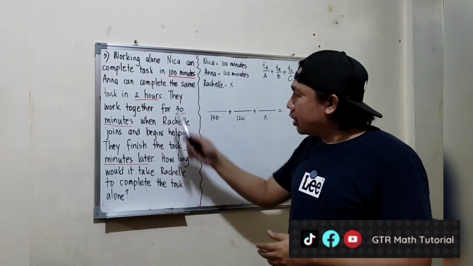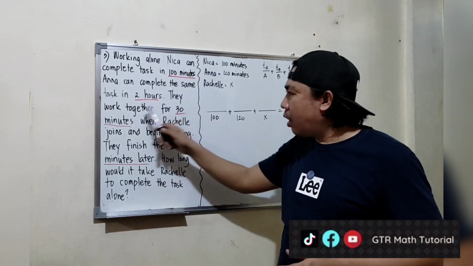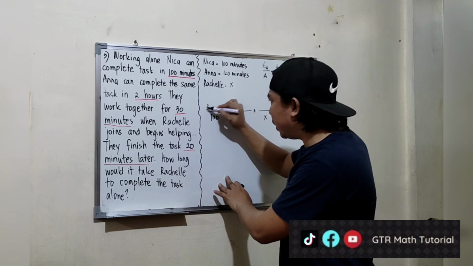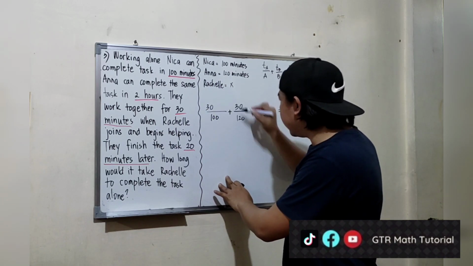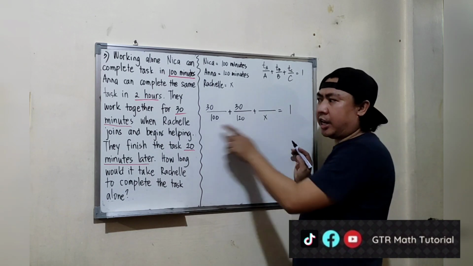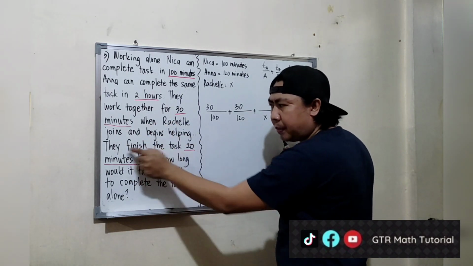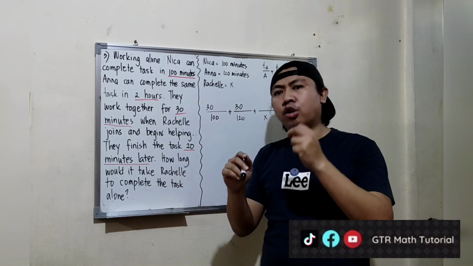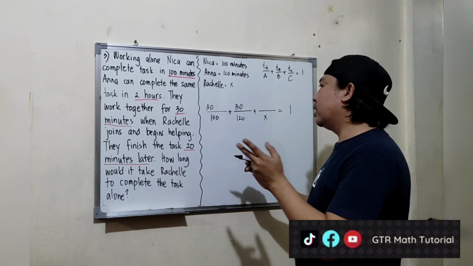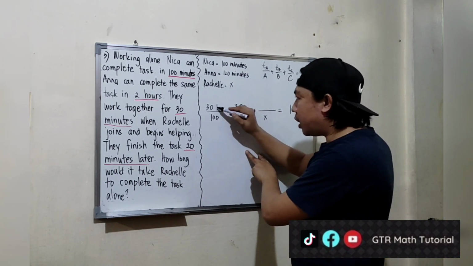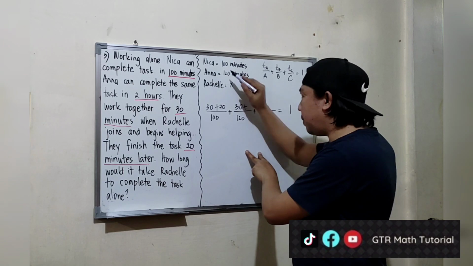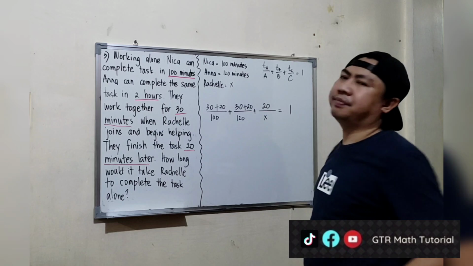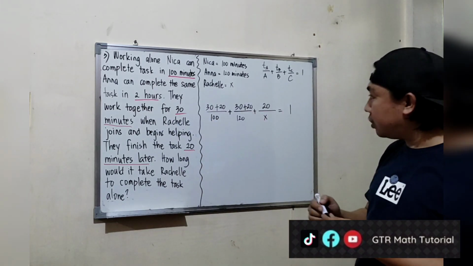So, sabi dito, Nica and Ana work together for 30 minutes. So, nauna si Nica at Ana ng 30 minutes. So, lagay natin dito, meron na silang tig 30 bago tumulong si Rachel. When Rachel joins and begins helping, they finish the task 20 minutes later. So, ibig sabihin, nagtulong-tulong silang tatlo, 20 minutes pa yung na-spend nila. So, therefore, maglalagay tayo dito ng another 20 minutes kay Nica and Ana, and then si Rachel, nahuli siya. So, 20 minutes lang siya. Then, ayan ang ating working equation, just solve for X.